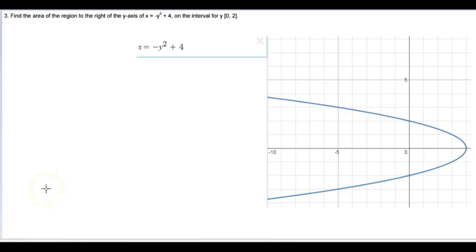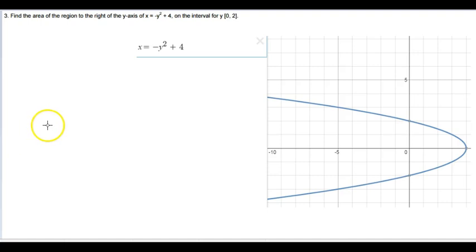Okay, here's number 3, practice 3. And this is not from the writing assignment. This is the practice within the course, the extra practice problems. So in this one, we're finding the area of the region to the right of the y-axis, and the equation x equals negative y squared plus 4.